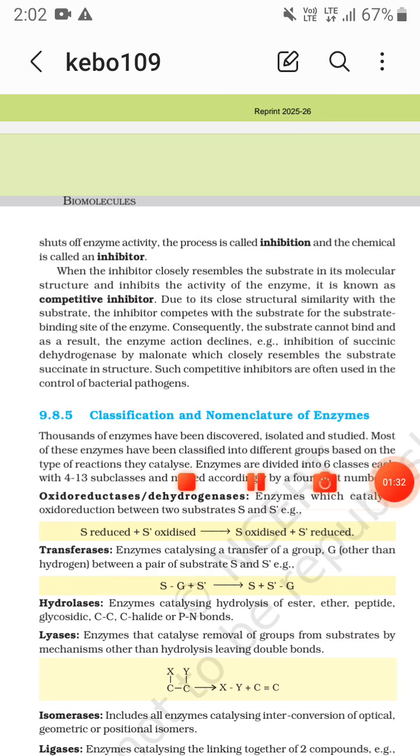Now, when the inhibitor closely resembles the substrate in its molecular structure and inhibits the activity of the enzyme, it is known as a competitive inhibitor. Due to its close structural similarity with the substrate, the inhibitor competes with the substrate for the substrate binding site of the enzyme. Consequently, the substrate cannot bind, and as a result the enzyme action declines.